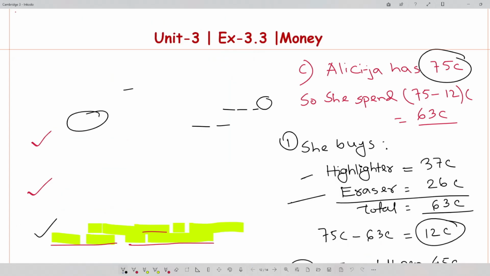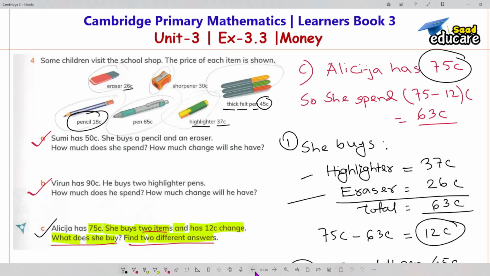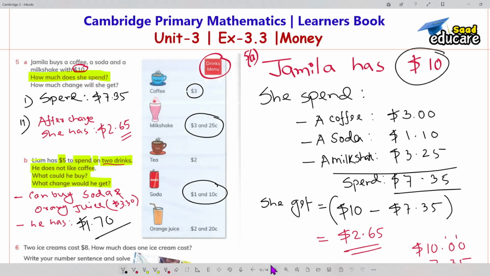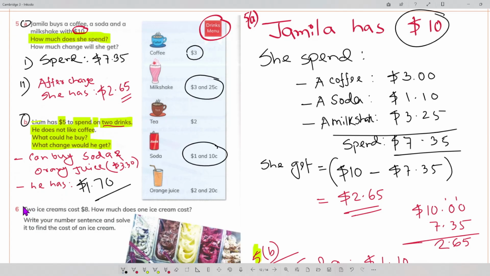In this video I tried to solve 3 things. One is think like a mathematician, which is a very important question. Number 4 is also very important because from here we can learn lots of things. And number 5 has 2 questions, A and B. Next video we will start from number 6.